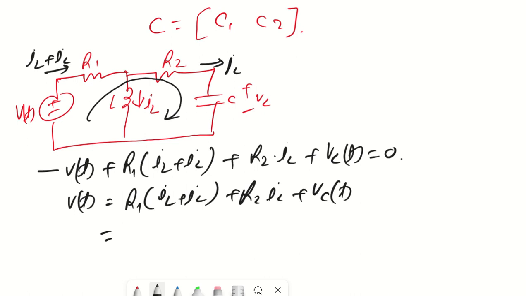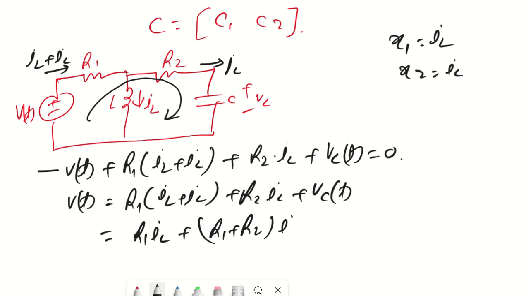Now our aim is to convert this equation in terms of input and output, as well as x1 and x2, right? You remember, your x1 was IL and x2 was IC. So we have to have the terms separated with only IL and IC. Okay, so can we write down something like this? We can do one thing: R1 into IL plus IC is common, so I can write down R1 plus R2 into IC plus VC.